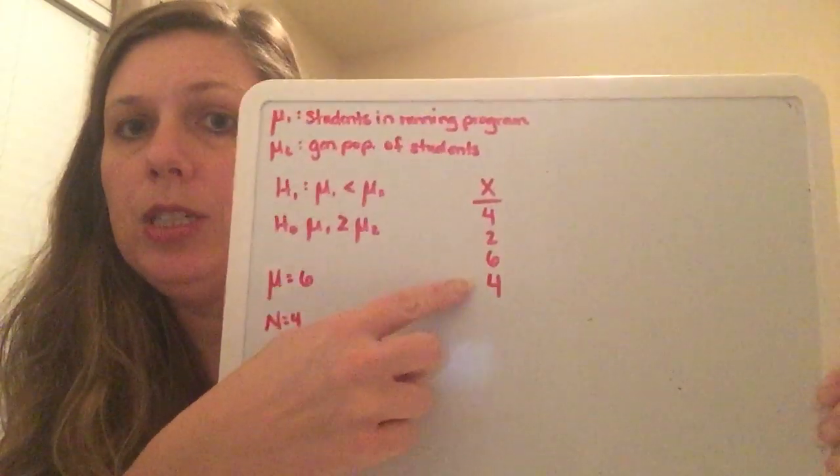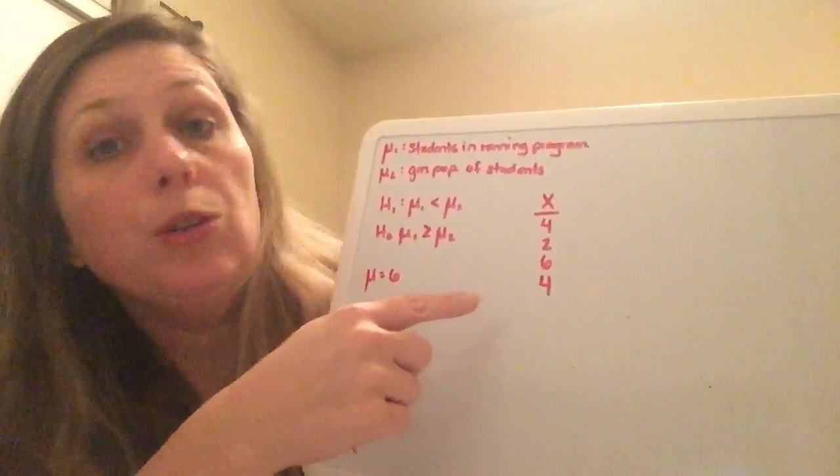So I have my scores here. We have a 4, a 2, a 6, and a 4. Our first goal is obviously to find the mean. When we add these together, we get 16, and 16 divided by 4 is a mean of 4. Okay, so we know our sample mean is a 4.